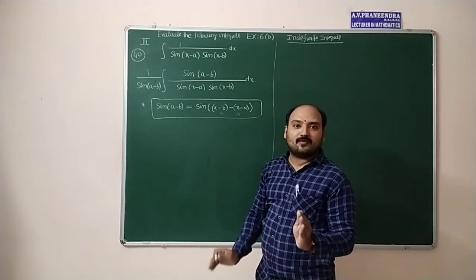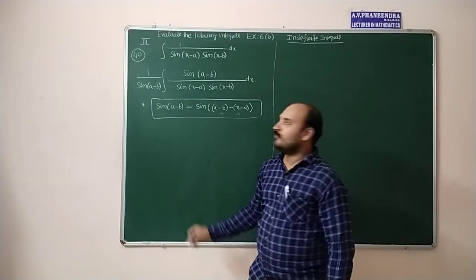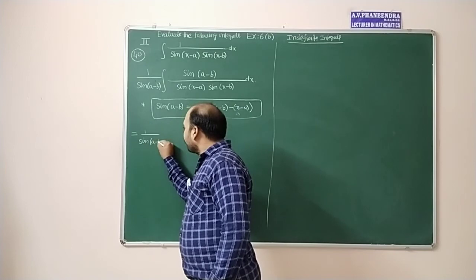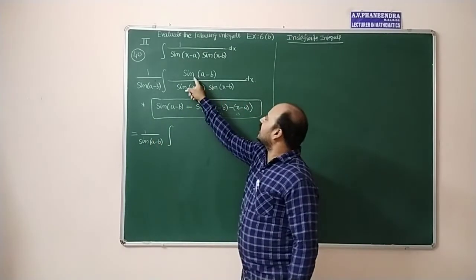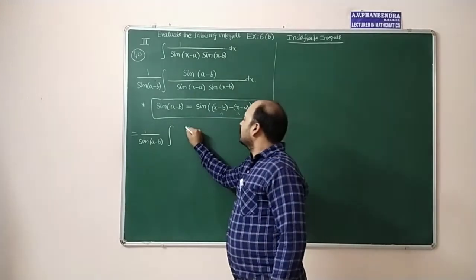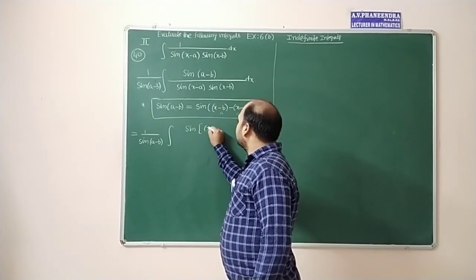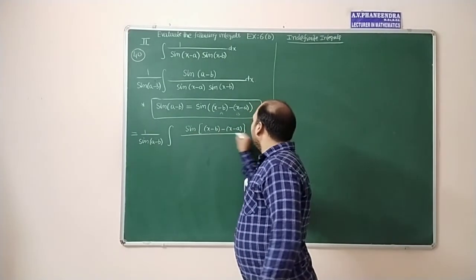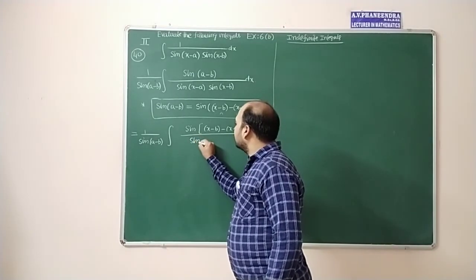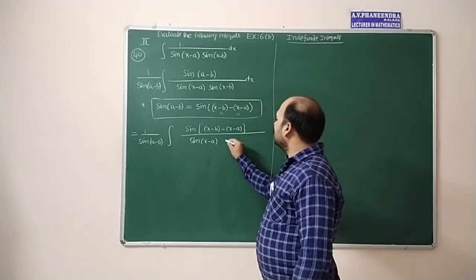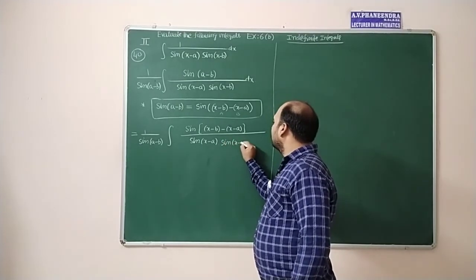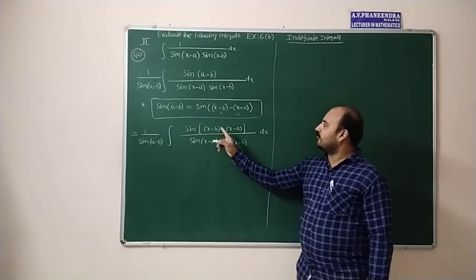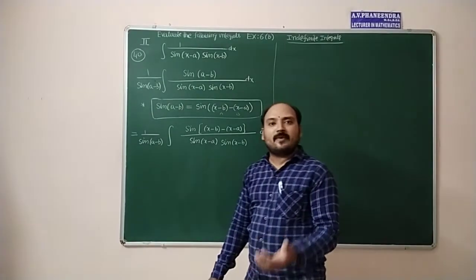After that, we have to expand sin of a minus b and then simplify, which is equal to 1 by sin of a minus b integral. In place of sin of a minus b, you have to write sin of x minus b minus x minus a, whole divided by sin of x minus a into sin of x minus b into dx. It is in the form of sin of a minus b, sin a cos b minus cos a sin b.